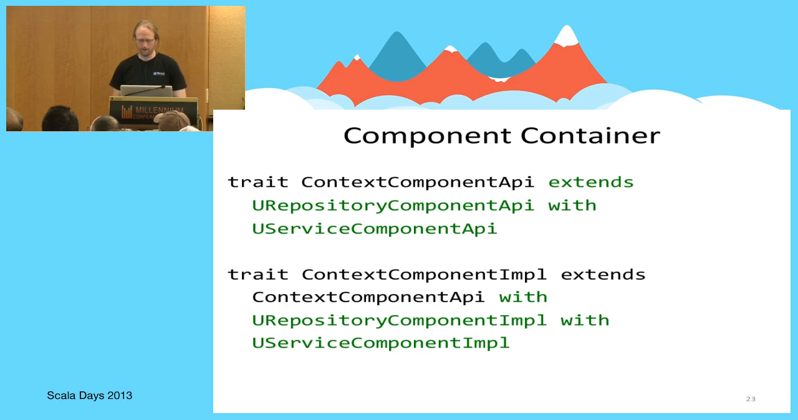We still have to assemble a container. So in this case, in my context, I want to have two injection sites. I want to have an injection site for a uRepository and an injection site for a uService. So the uRepository component has an injection site for a uRepository. So if I extend that, I get that same injection site. And the uRepository service is the same thing. Each of the things I'm extending have one injection site. Now I have two.